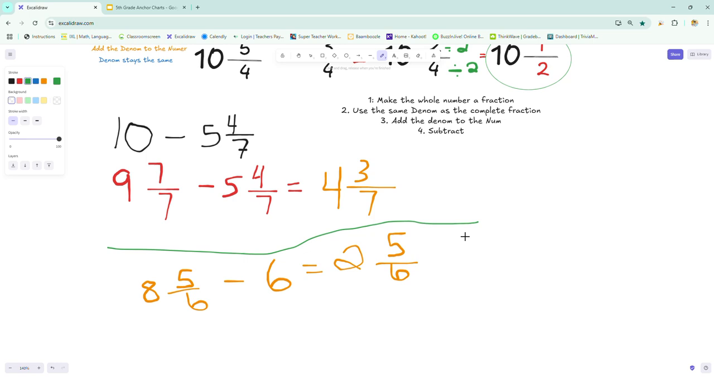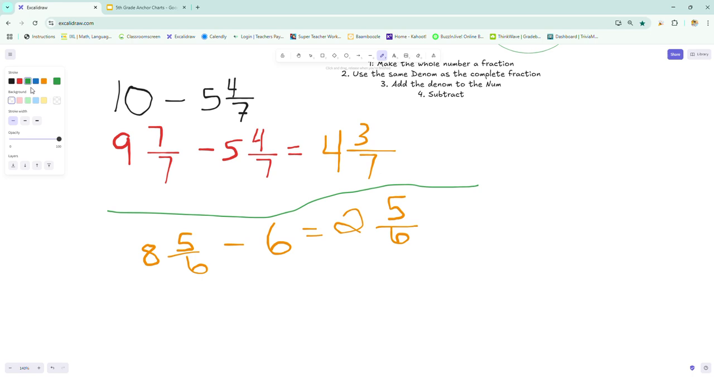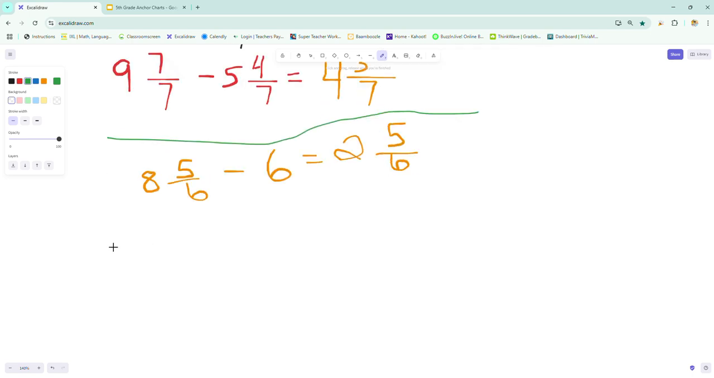So I'm going to do one other similar to, okay, we see I did 8 and 5/6. So there is one more. Okay, 12 minus 4 and 3/4. So let's work on that one. So we're going to do 12 minus 4 and 3/4.